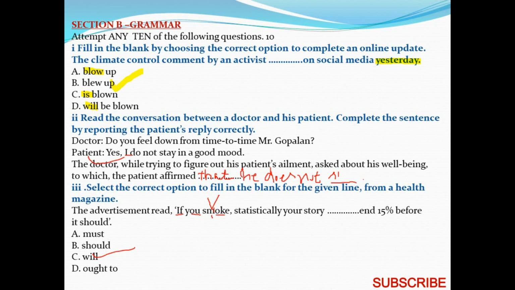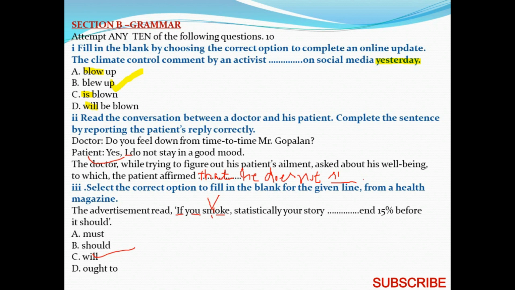Second question: read the conversation between a doctor and his patient. Complete the sentence by reporting the patient's reply correctly. So this is direct, indirect or reported speech. Here the doctor is saying, do you feel down from time to time, Mr. Gopalan? Patient: yes, I do not stay in a good mood. It means it is patient's regular activity. So regular situation, you can say. For regular situation or activity we use present tense, simple present.